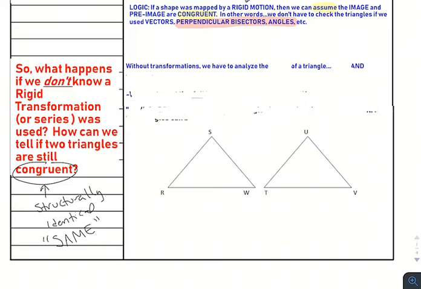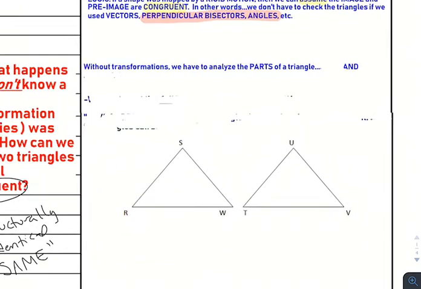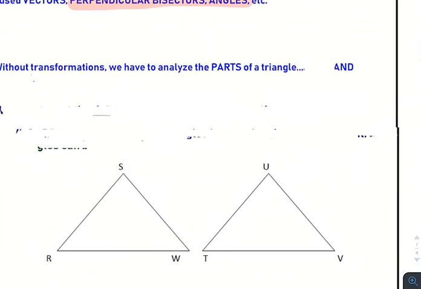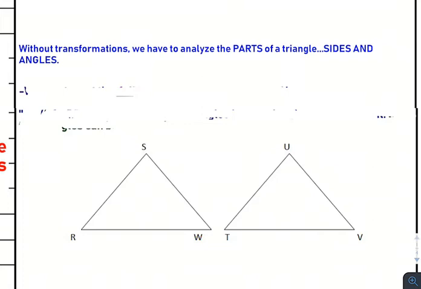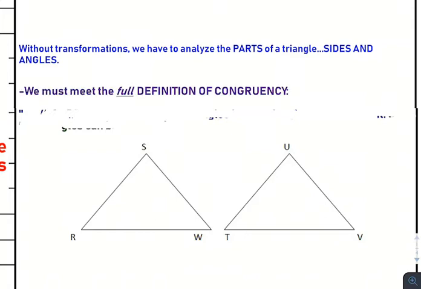So if we don't have one of those transformations, we instead have to analyze the parts of a triangle, namely the sides, of course, and also the angles. Okay, and so in absence of being able to reflect, translate, or rotate, we have to look at the pieces of triangles and ask ourselves a critical question. To do that, we should probably define the full definition of congruency.